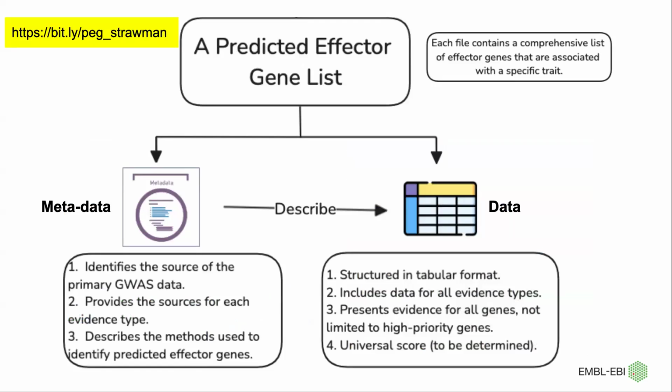The structure we're proposing for our straw man standard is a two-part structure, so that we would have a metadata file which describes the actual data file. In the metadata file, we would identify the source of the GWAS, provide the sources for the different evidence types, and describe the methods used to integrate them. And then the actual data file is a structured table. It includes all the data for all the evidence types. It presents the evidence for all of the genes, not just the highest genes, and potentially a universal score. That's what we presented on the day.